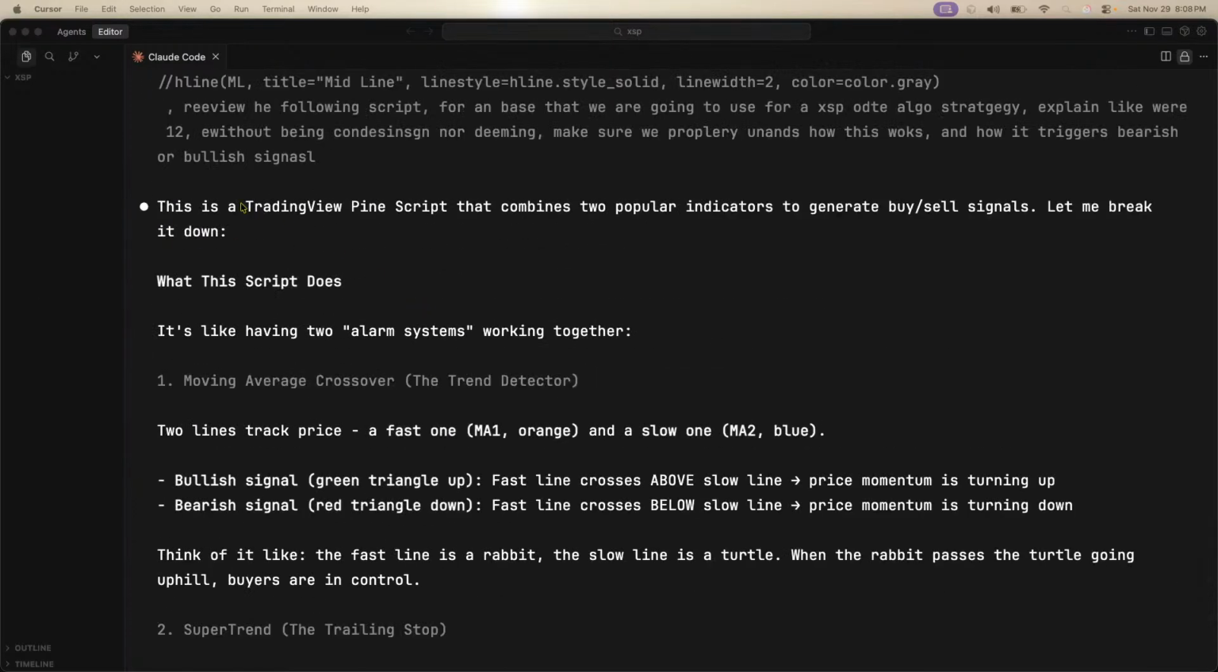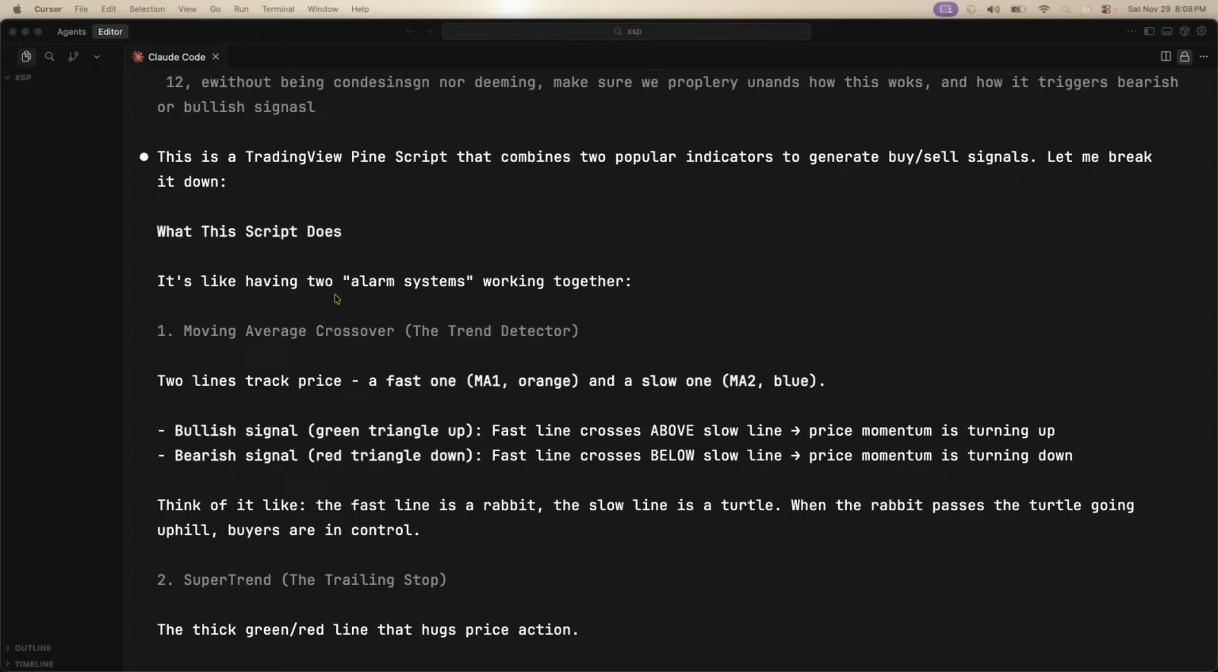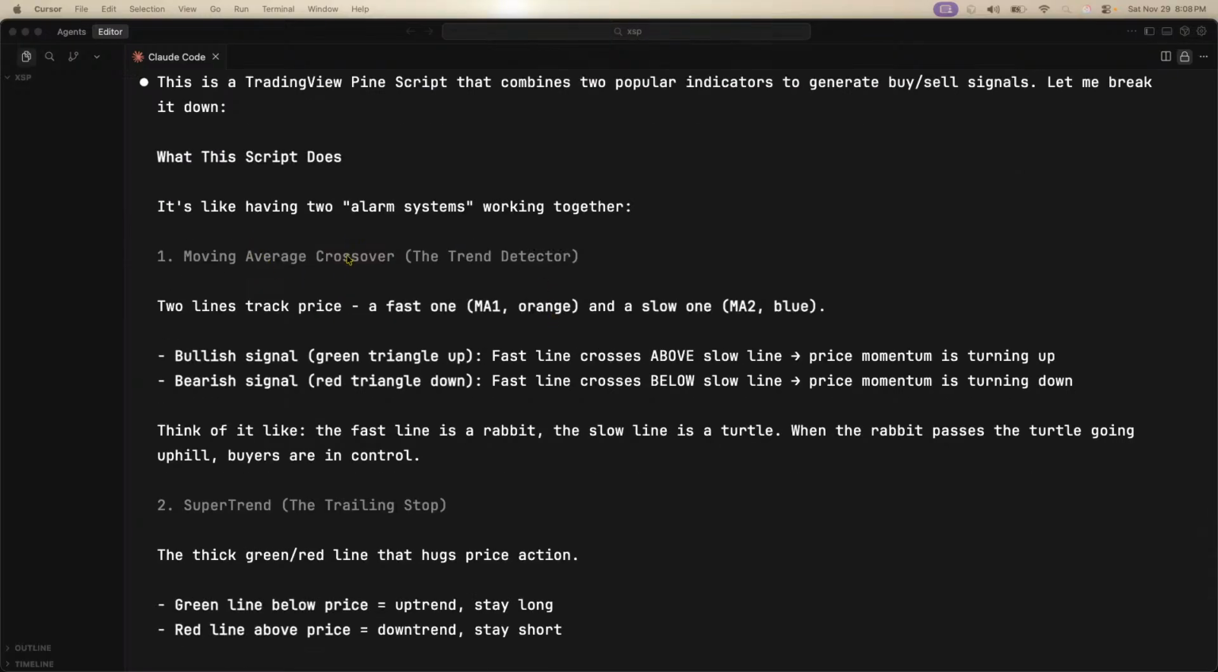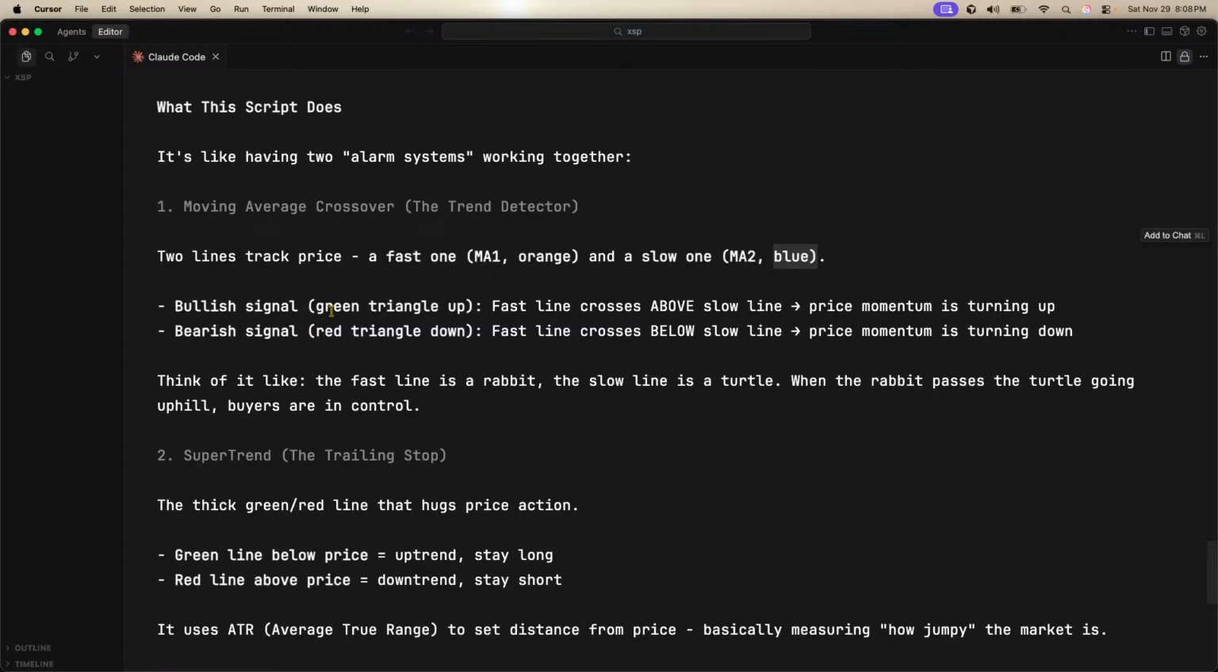All right. This is a TradingView Pine Script that combines two popular indicators to generate buy-sell signals. Let me break it down. What the script does: it has two alarm systems working together. The moving average crossover, the trend detector. Two lines track the price, a fast one, the moving average 1, orange, and a slow one, the moving average 2, blue. The bullish signal, the green triangle up: the fast line crosses above the slow line, and then the price momentum is turning up. And for a bearish signal, red triangle down: the fast line crosses below the slow line, and then the price momentum is turning down.